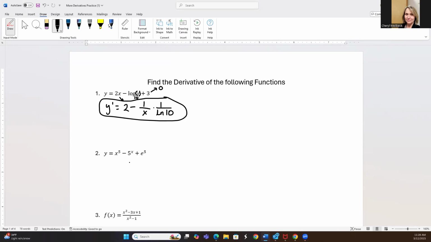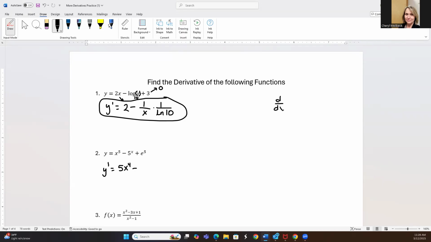On problem number 2, similarly, we have 3 terms, so we'll take their derivatives individually. So we'll have y prime. The derivative of x to the 5th, we use the power rule, and we'll get 5x to the 4th. The derivative of 5 to the x is very similar to the derivative of e to the x. There's just one extra part.